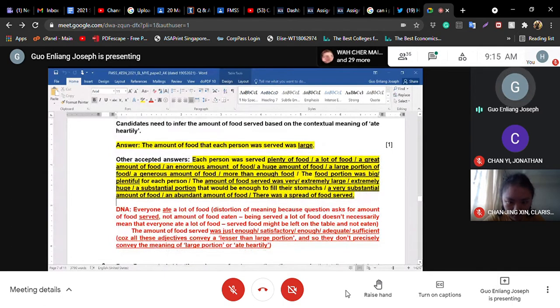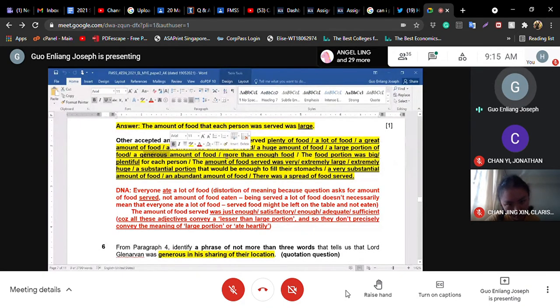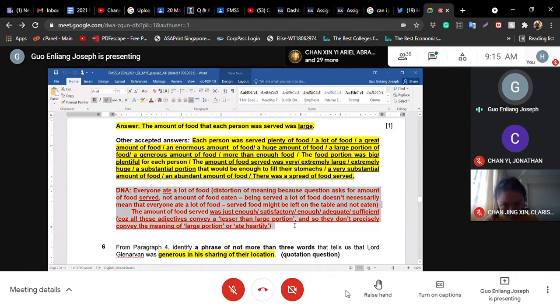Very substantial, abundant, a spread of food. All these are okay. Very, extremely large, huge, generous, more than enough food, plentiful. As you are copying, I'm also going to let you know some of the answers that we didn't accept, which is the one in red.